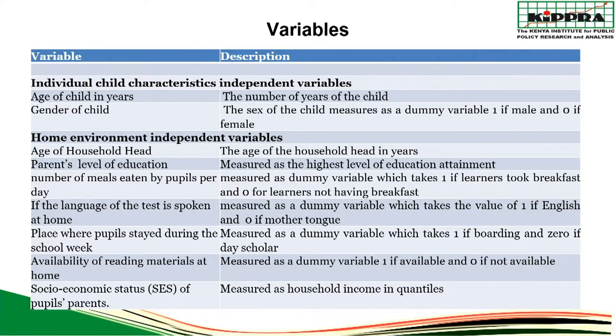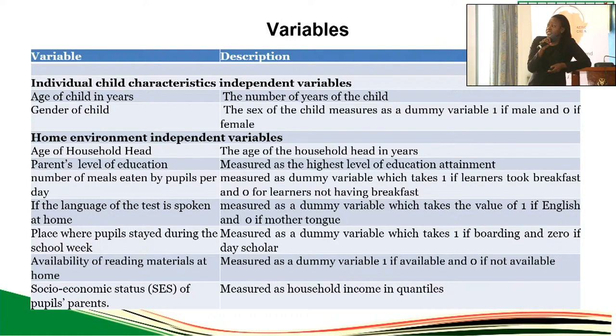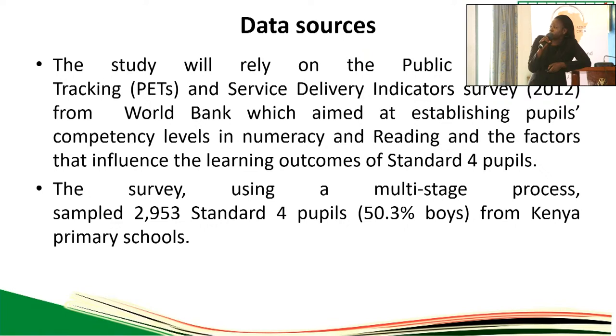Those are the school environment independent variables. The individual variables will be age and gender, and then the home environment factors will be the age of the household head, the parent's level of education, the language spoken at home, and the socioeconomic status, that is the income of the household. Those will be my data sources: the Public Expenditure Tracking and Service Delivery Indicators survey from the World Bank, for standard four pupils in Kenya. Thank you.